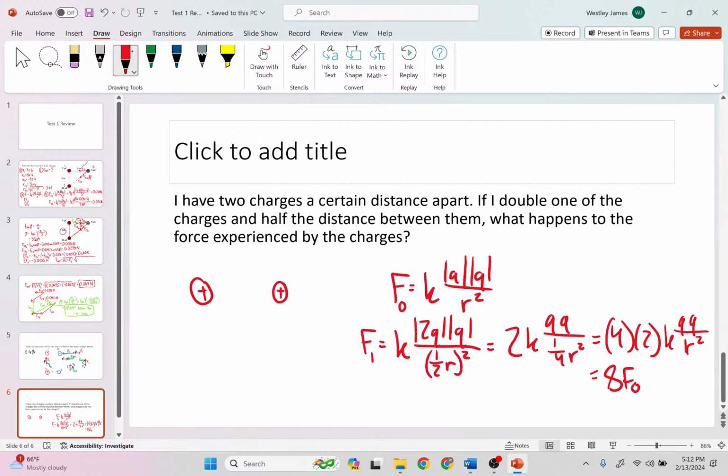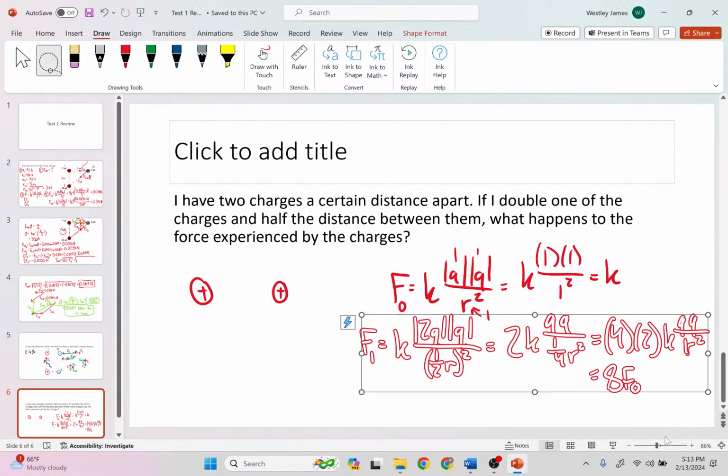Q1, that's 1. Q2, yeah, that's also 1. Distance, yep, that's also 1. So if I made up all those numbers and just said everything's 1, I get K times 1 times 1, divided by 1 squared. Bam, I just get K. Great. All right, now let's go ahead and play around with what happens if I do the things it says in the problem.